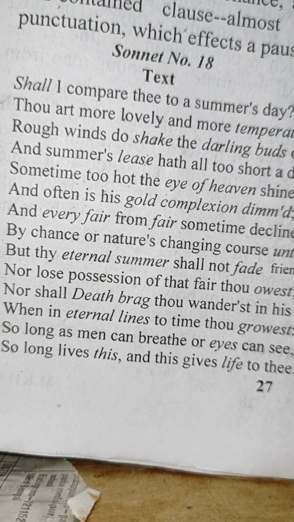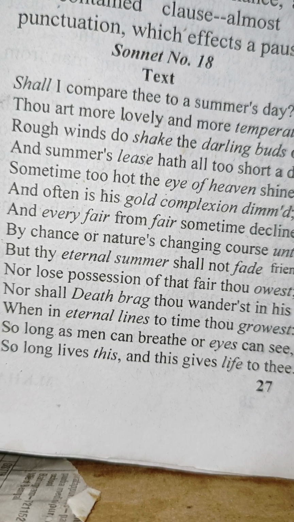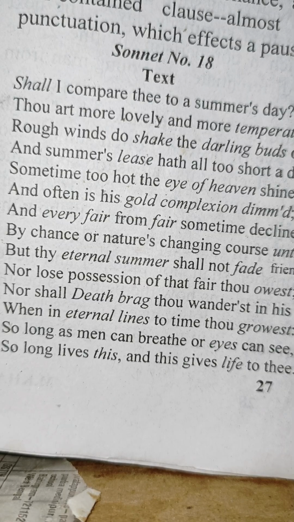I have read out the whole poem. Now I will try to explain, catching every single line. Shall I compare thee to a summer's day? The poet first starts the poem with an interrogation. The poet compares his fair friend's beauty to a summer's day.